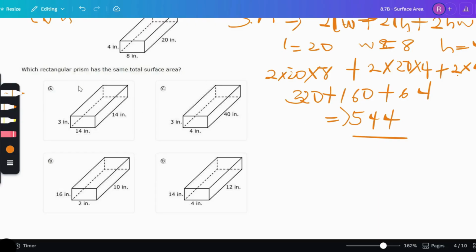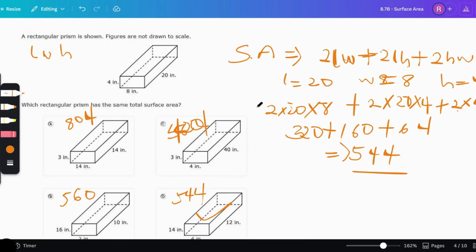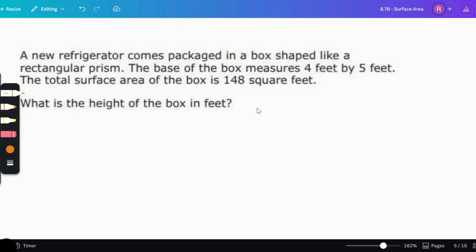Take your time to calculate it also. This gives 804. This gives 560. This gives 400. Okay, this gives 560. This gives 424, and this gives 544. So use the same formula and calculate. So D is the correct option. It is the one that has the same total surface area as the given question.